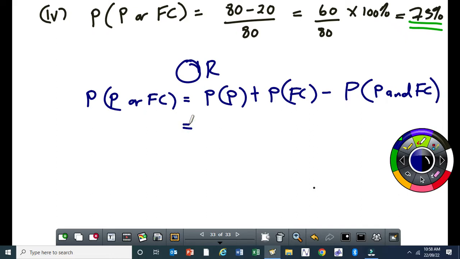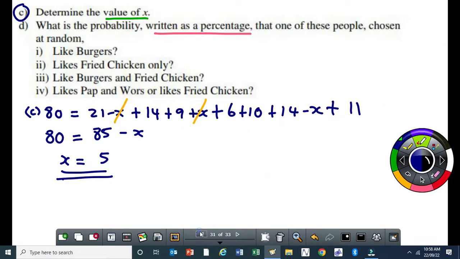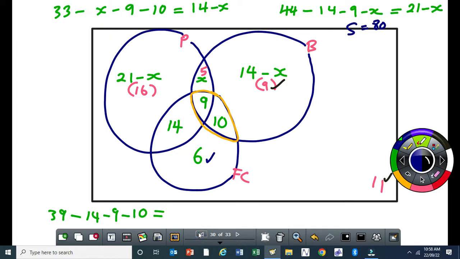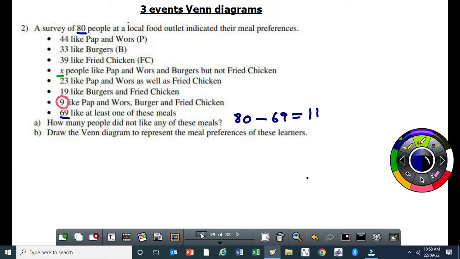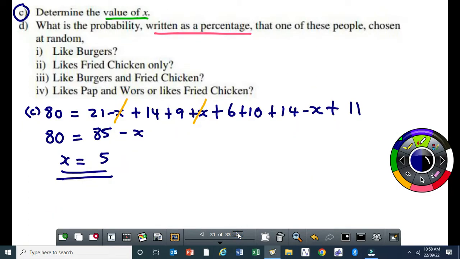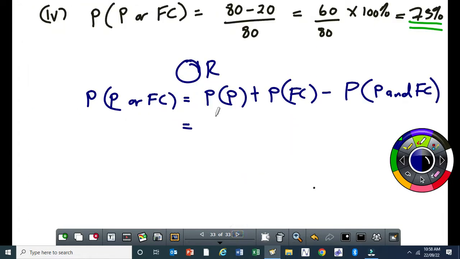Okay? So let's do that. What's the probability of eating pap? Please be aware, not only, but this is each half and gross. So we go to the total, we need the full total, that's 44. So it will be 44 over 80. What was the probability of eating fried chicken? So that would be 39 over 80 minus, what about the intersection? Huh? 23.